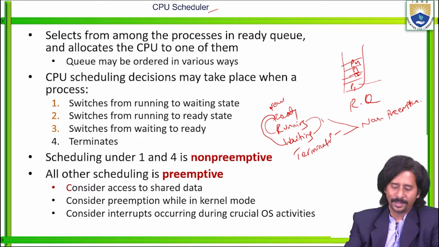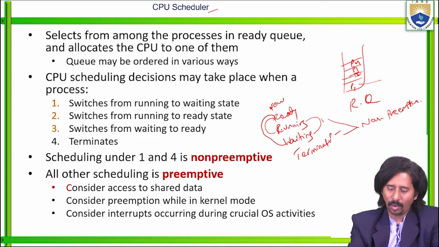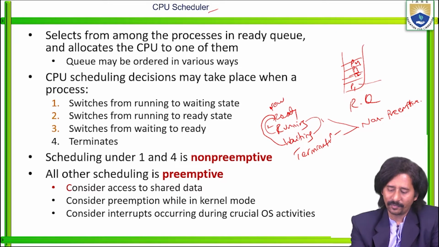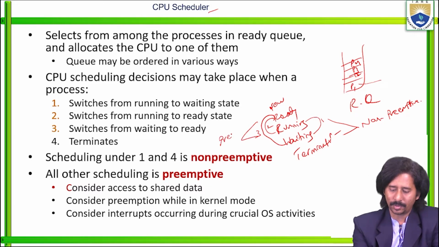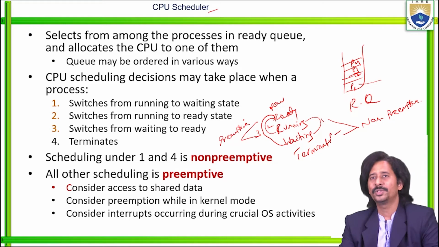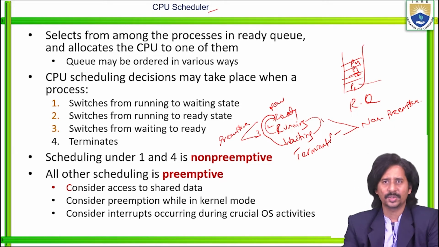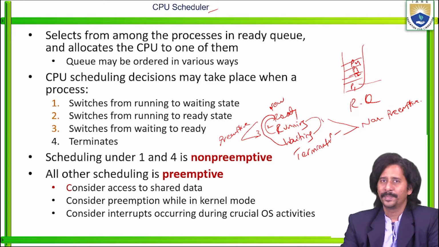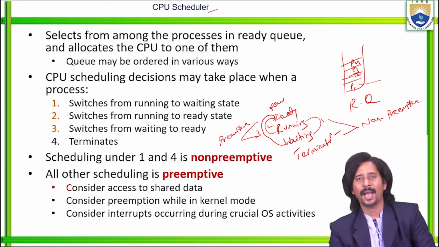Simple. Next criteria, whenever any particular process switches from running state to ready state, and switches from waiting state to ready state, this we call preemptive scheduling algorithms. So we know what I mean by preemptive. See here, consider access to shared data and consider preemption while in the kernel mode. We will discuss later what is kernel mode and what is user mode. Then consider interrupts occurring during crucial operating system activities.